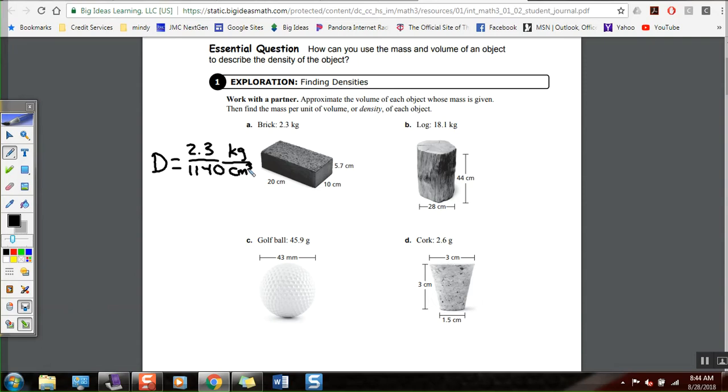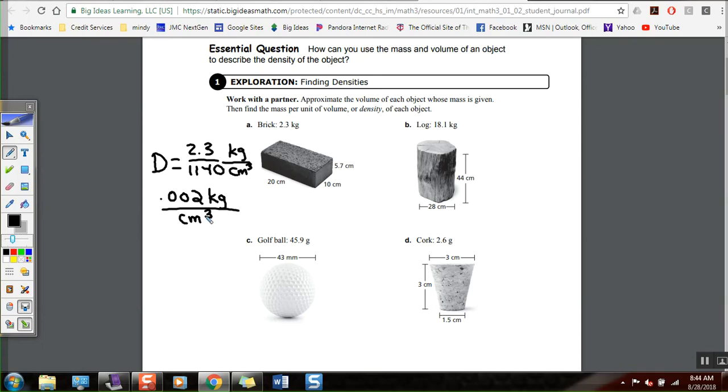What's this divide out to be? 2.3 divided by 1140. Big number or small number? 0.002. Louder, Jaden. 0.002 kilograms per what, kids? Cubic centimeters. Okay. Yep. 0.002 kilograms per cubic centimeter.